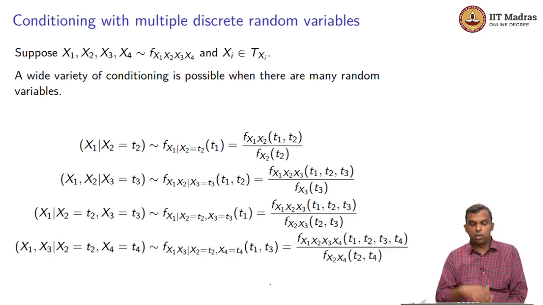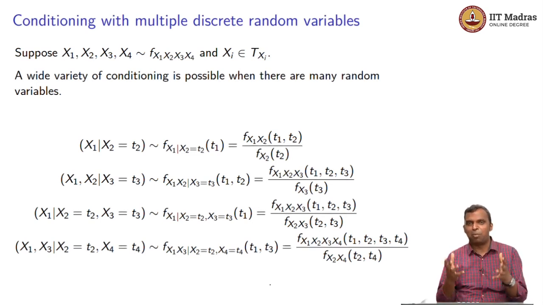Okay, you can also do some more interesting variety here. So here is the joint conditional PMF of x1 and x3 conditioned on the event that x2 equals t2, x4 equals t4. Once again, one can write the joint conditional PMF of x1, x3 given x2 equals t2, x4 equals t4, evaluated at t1 comma t3, right?